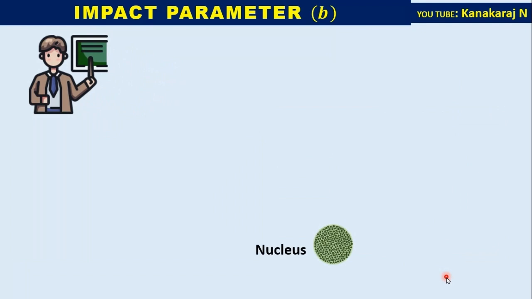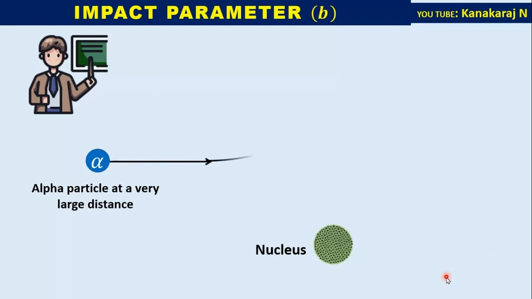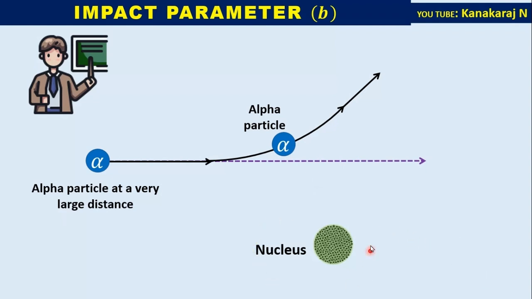Here you have the nucleus. The alpha particle is coming. This is at very large distance. When it is allowed to move, it slightly bends when it approaches the nucleus and takes the path shown. Now, if this nucleus is absent, then this alpha particle would go in a straight line. This is the direction of the alpha particle at a very large distance.